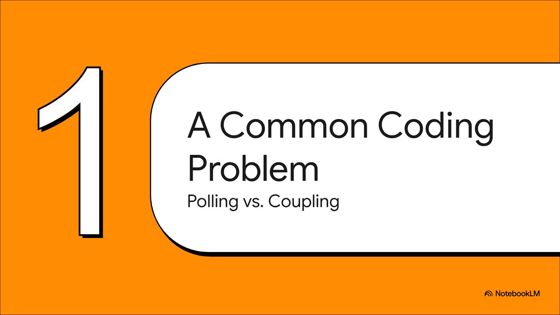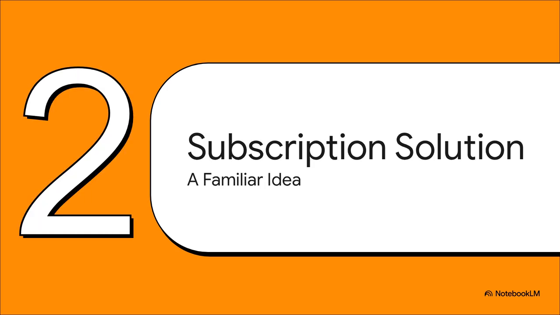And that exact same dilemma shows up in code. It forces developers into this corner where they have to choose between constantly checking for updates, which wastes resources, or building a messy system where everything is shouting at everything else. So, what's the solution? Well, it's an idea that's actually super elegant and one you're already familiar with from your everyday life. It's a subscription model.